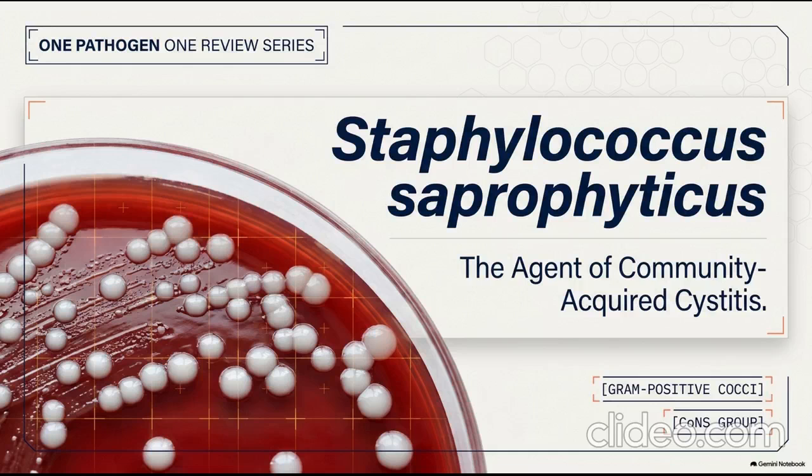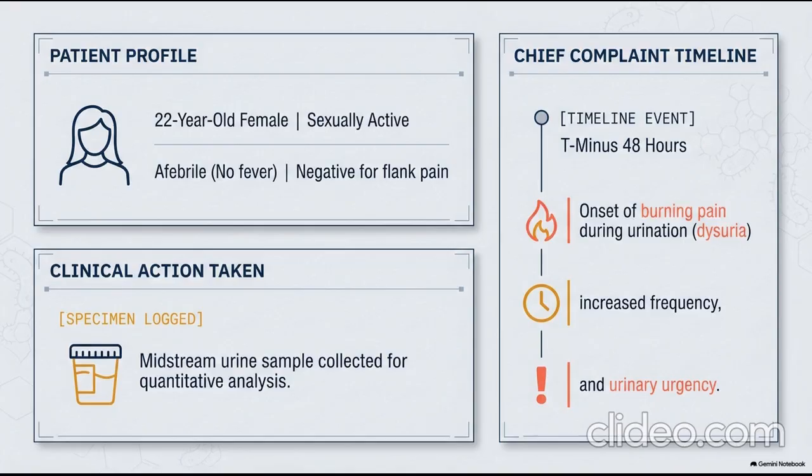A 22-year-old female presents to an outpatient clinic with a 48-hour history of classic burning on urination, dysuria. She reports increased urinary frequency and intense urgency. She denies fever, afebrile, and flank pain, which helps the clinician rule out upper UTI pyelonephritis and focus on acute cystitis. A midstream urine sample is collected for quantitative analysis and sent for immediate processing.